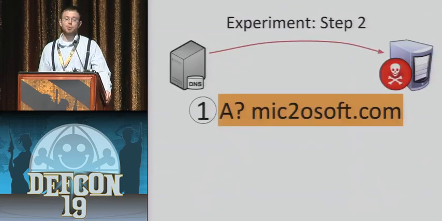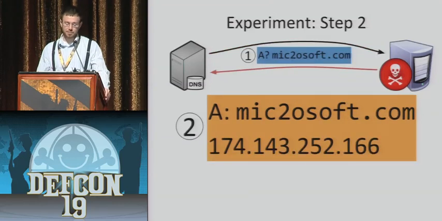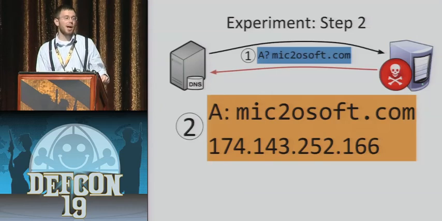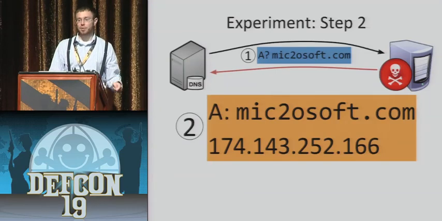Experiment step 2 is you have to properly answer DNS. And this is actually very important, and I'm going to go through this via an example. So let's say somebody out there is trying to resolve a domain name you registered. Let's say it's mic20soft.com, 1 bit away from Microsoft.com. So you're going to get an A record request, and of course you'll answer it.